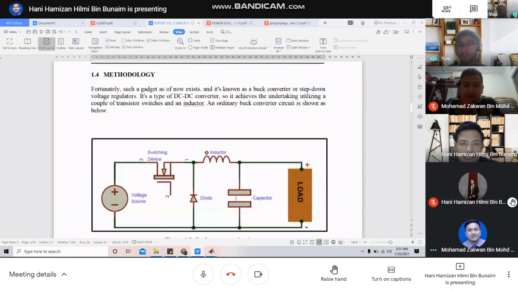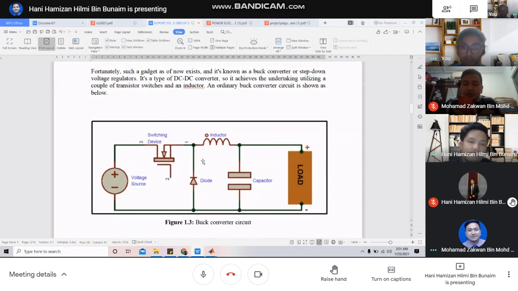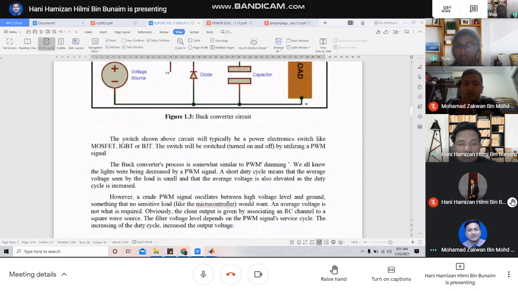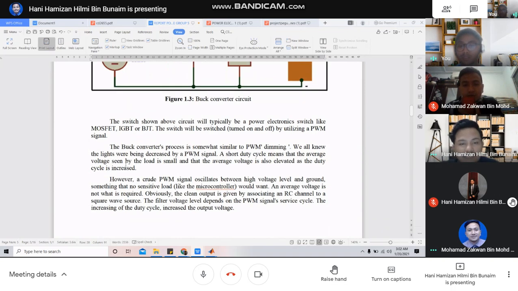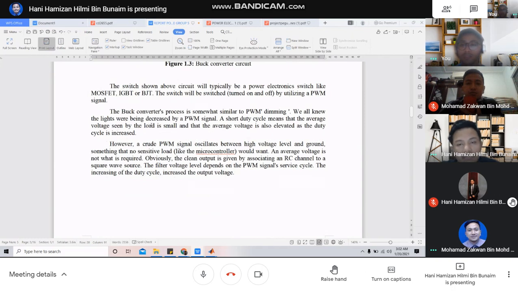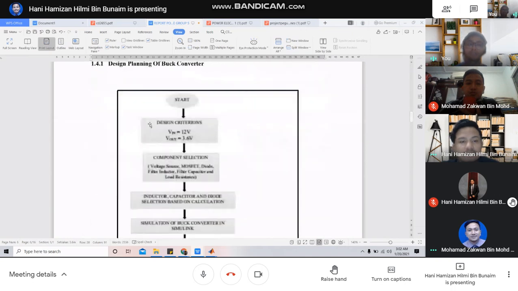Okay, next for the methodology, this is our circuit for the buck converter. The switch shown in the circuit will typically be a power electronic switch like MOSFET, IGBT, or BJT. The switch is turned on or off by utilizing a PWM signal. The buck converter's process is somewhat similar to PWM dimming. We all know the light can be decreased by a PWM signal. A short duty cycle means that the average voltage seen by the load is small, and the average voltage is also elevated as the duty cycle is increased. So I will pass to Muhammad Zakwan.